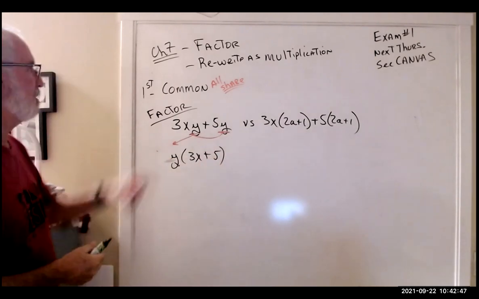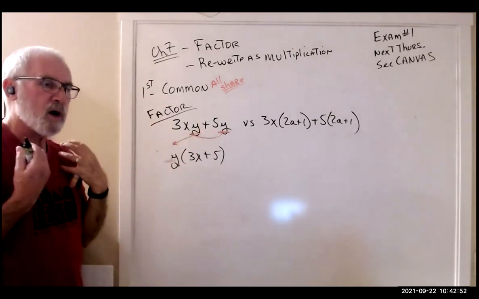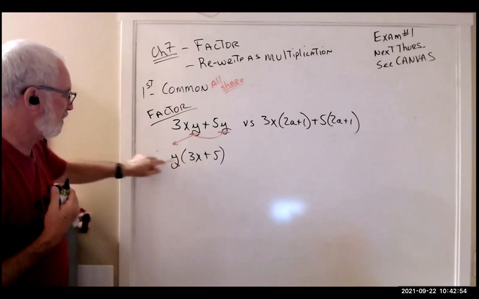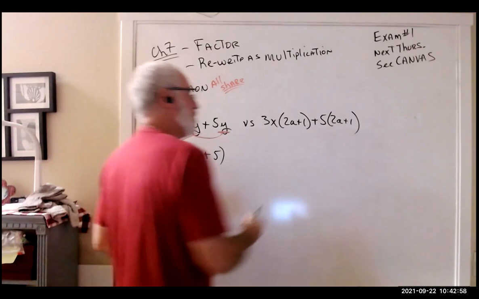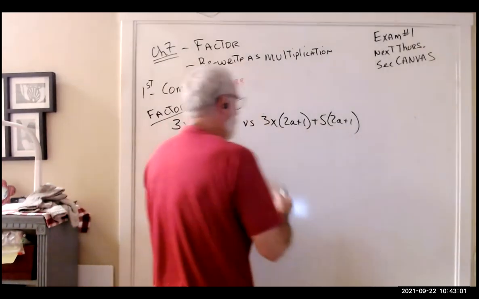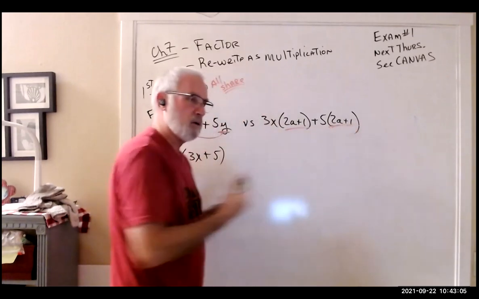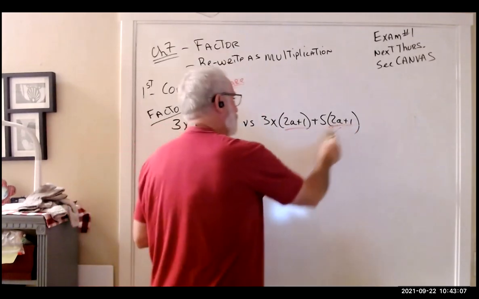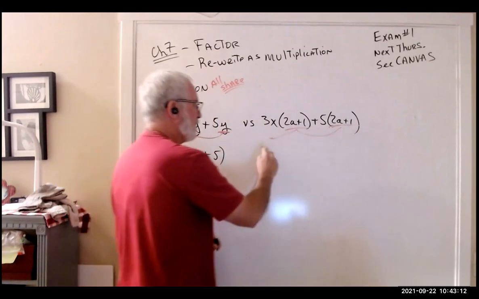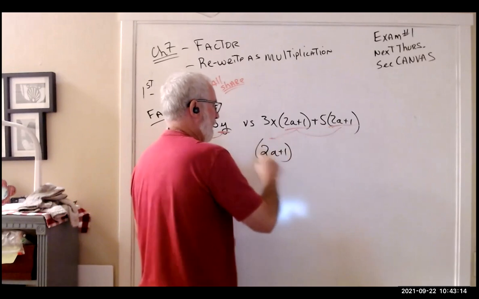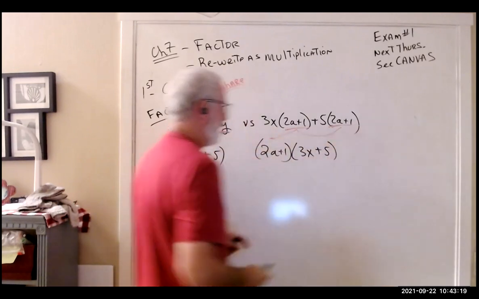That's what we just did. What do they have in common? They both had a y. So we pull the y in front and the 3x and the 5 kind of fall back together. Okay, look at this. What do these two have in common? Oh, look, they both have a 2a plus 1. So we can pull the 2a plus 1 out front, just like we pulled the y out front. And what happens? 3x plus 5 kind of fall back together.